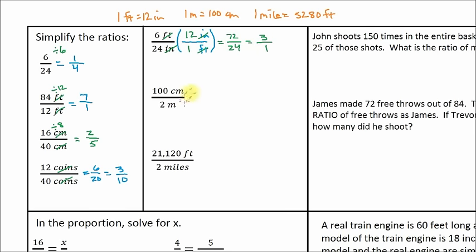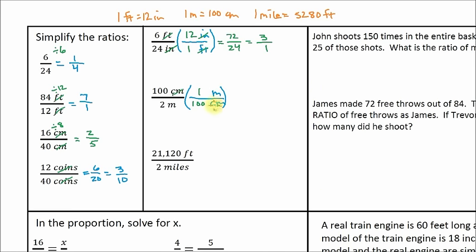Let's do the next one. I'm going to make a conversion fraction. Centimeters is going to go on bottom. Meters is going to go on top. I'm flipping my units of measure. Let's take a look. 1 meter is equal to 100 centimeters.